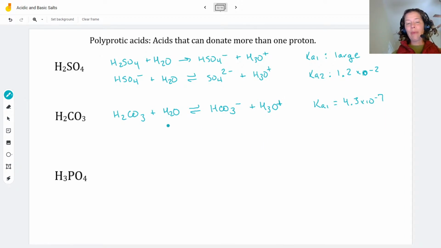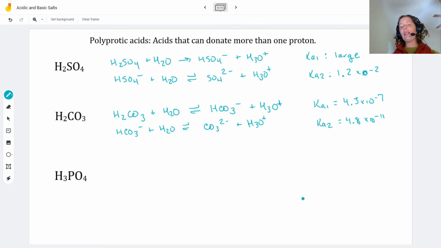Now let's see what happens when we donate the second proton. So now we're starting with hydrogen carbonate here. Again, we're still in aqueous solutions. And we're going to be left with just carbonate plus some more hydronium here. Okay, this is an equilibrium. Now we call this Ka2 because this is the second proton that is donated, and it has a value of 4.8 times 10 to the negative 11th.